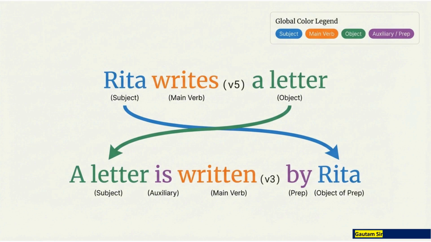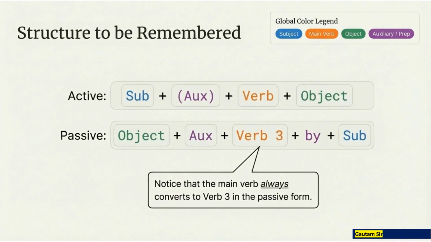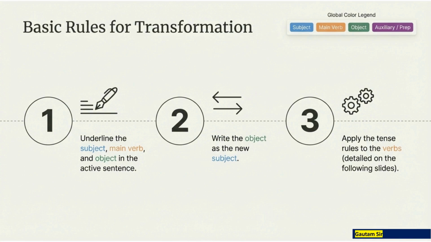This diagram illustrates the change in roles. The object from the active voice becomes the subject in the passive voice, and the original subject becomes the object of the preposition. It is important to remember that the main verb always converts to verb 3, the past participle form, in the passive structure, regardless of the original tense. The three basic rules for transformation are: underline the subject, main verb, and object, write the object as the new subject, and apply the correct tense rules to the verbs.